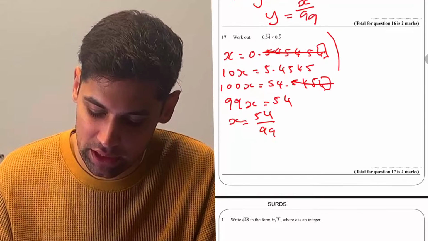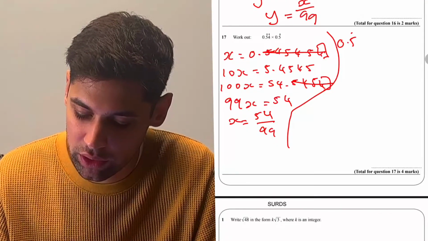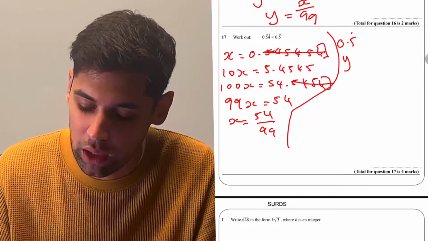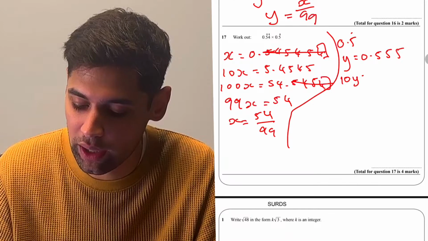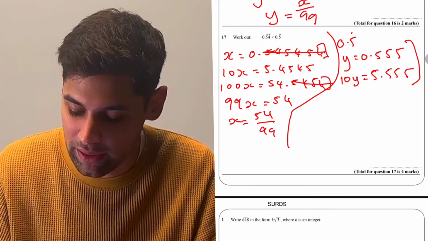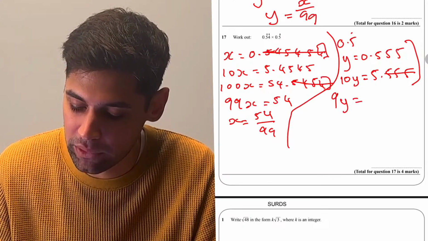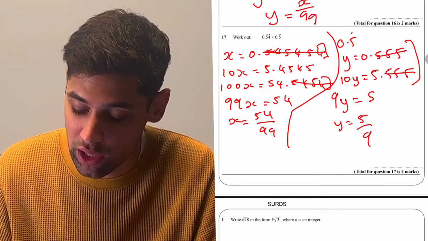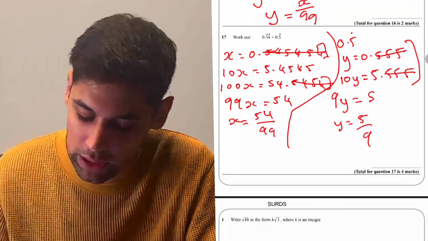Then right next to it, let's do 0.5 recurring. So that's going to be, let's say y, because we've used x already. y equals 0.555... 10y equals 5.555... These two are exactly the same, so we minus them. 9y equals 5, so y equals 5 over 9. I know I went through that pretty quickly, but hopefully you're up to speed given the ones we've done already.